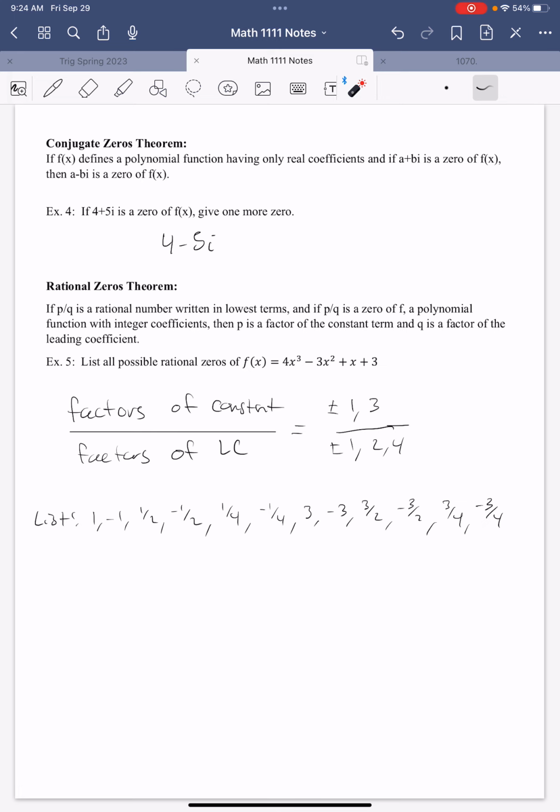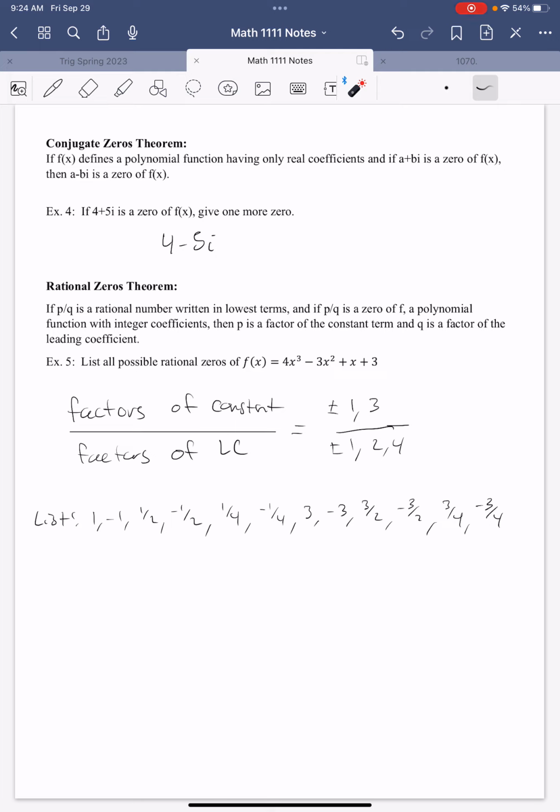Conjugate zeros theorem. If a plus bi is a zero of f of x, a minus bi also has to be a zero. So as an example, 4 plus 5i is a zero, and we're asked to give one more zero by the conjugate zeros theorem. 4 minus 5i also has to be a zero.